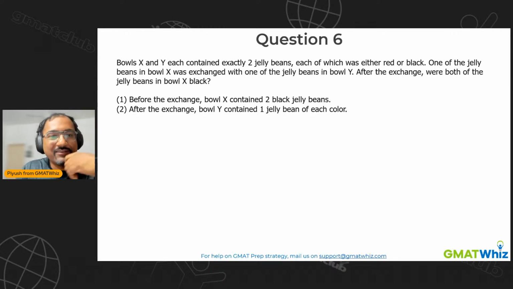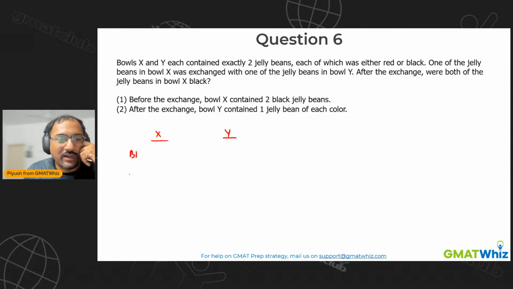It says bowls X and Y contain exactly two jelly beans each, each of which is either red or black. So let's call them bean one and bean two for this one and this one. I don't know the colors, but they're red or black. One of the beans in bowl X was exchanged with one in Y. After the exchange, were both of the beans in bowl X black? So again, they are asking whether after the exchange it was black or not.